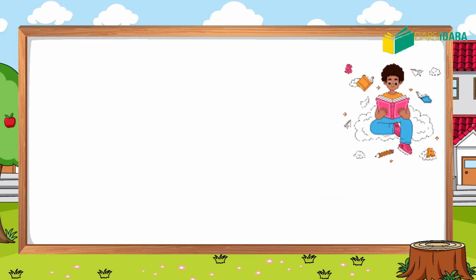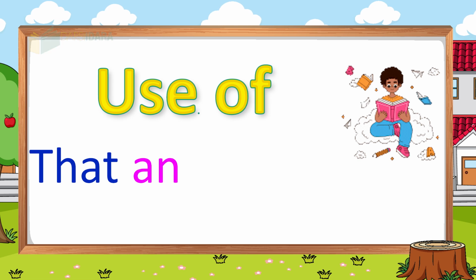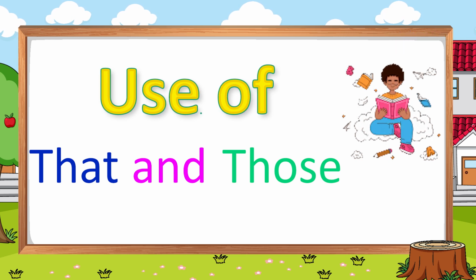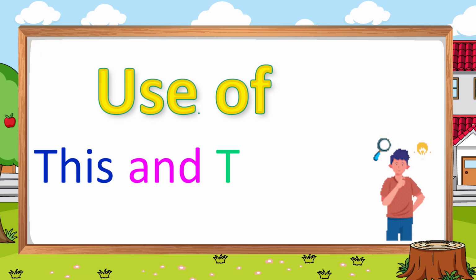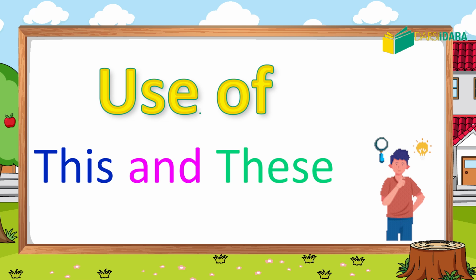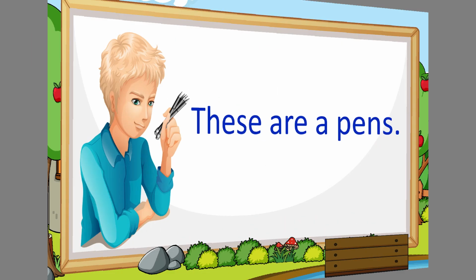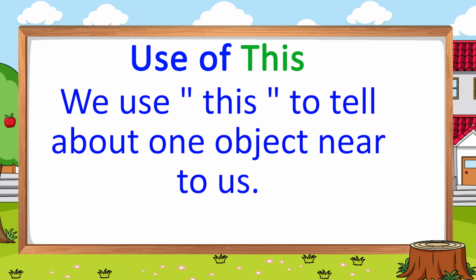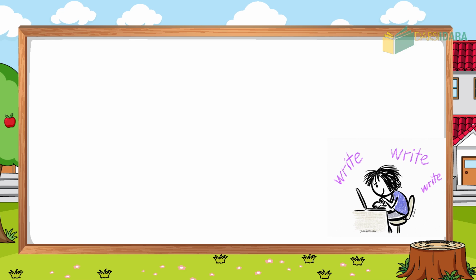Today, we will learn about the use of that and those. In our last lesson, we had learned about the use of this and these. Do you remember? Yes, good job. This and these are used to tell about nearby objects. Let's start our new lesson.